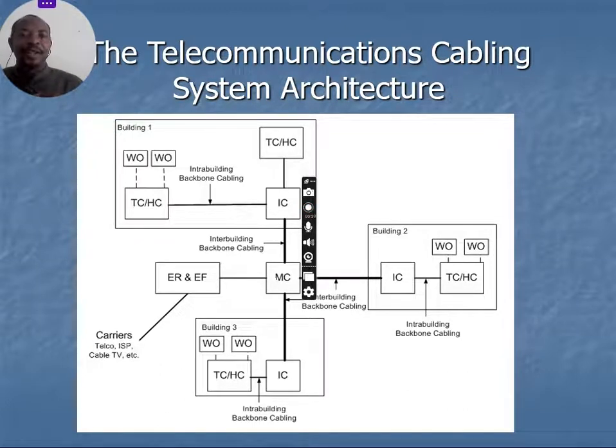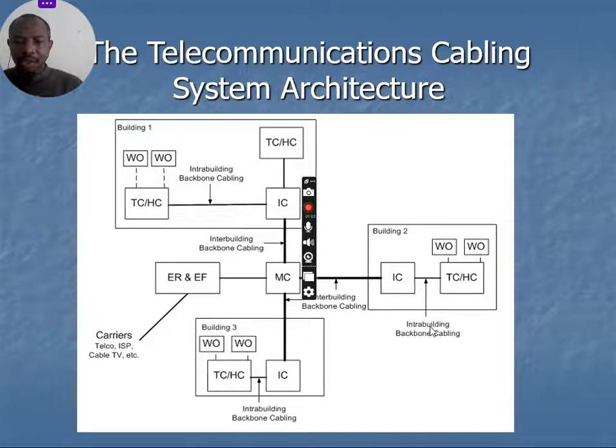Okay, now like we were explaining, this is a building. This is building one, a building in a campus network. This is a main cross connect. From the main cross connect, we use a thick cable to bring this to the intermediate cross connect in this building. From the intermediate cross connect, we go to the telecommunication cable or cross connect, or the horizontal cross connect, or what you call horizontal cable.